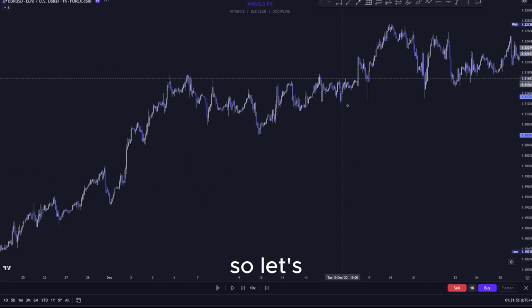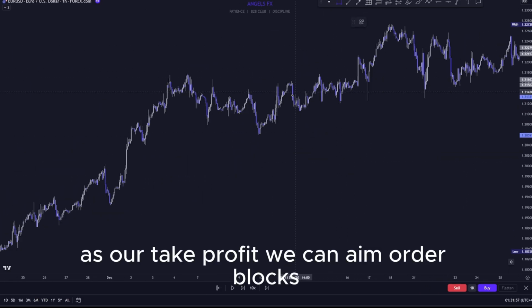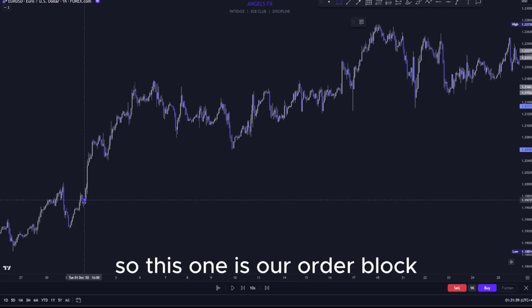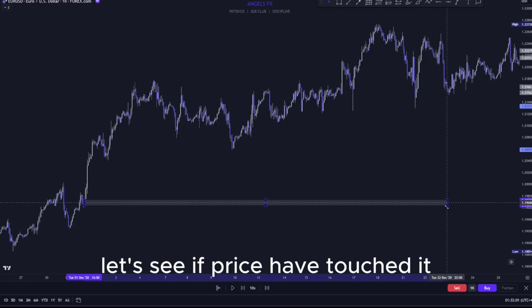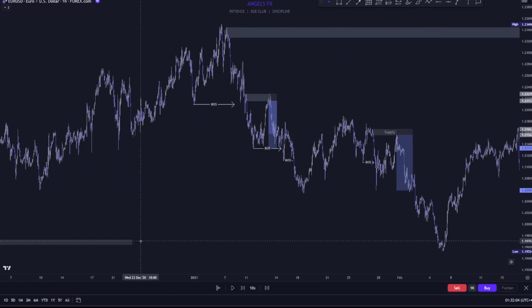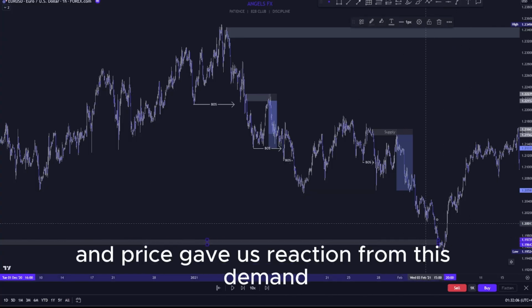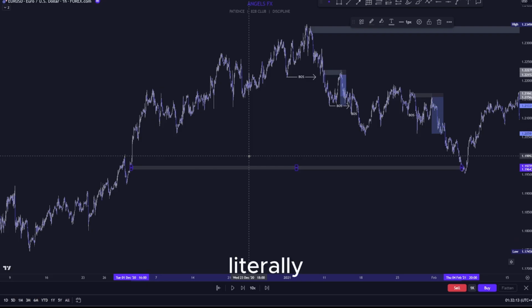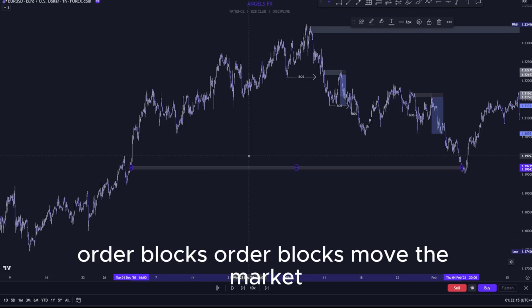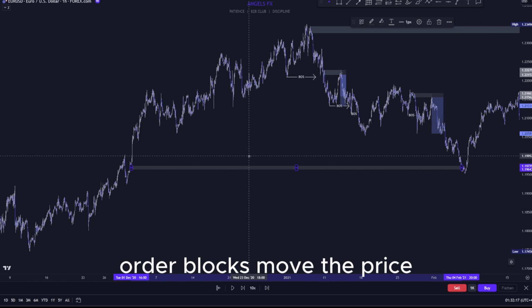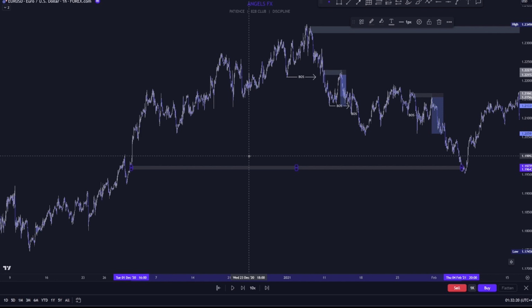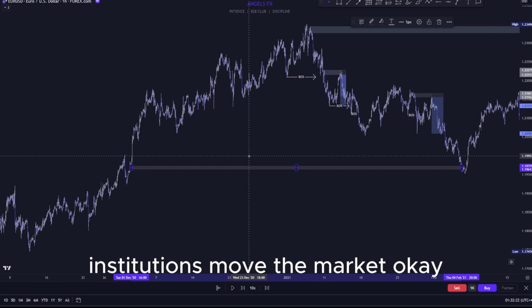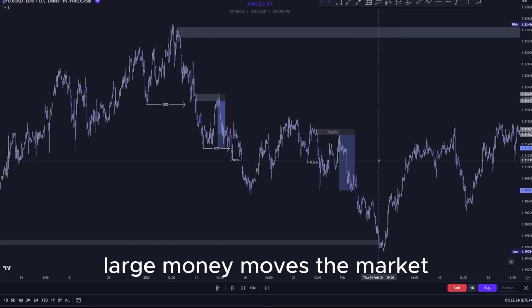So as our take profit, we can aim for order blocks. So this one is our order block. Let's see if price has touched it. Yes, look, and price gave us a reaction from this demand. This is how price moves. Order blocks move the market. Order blocks move the price. Institutions move the market. Okay, large money moves the market.